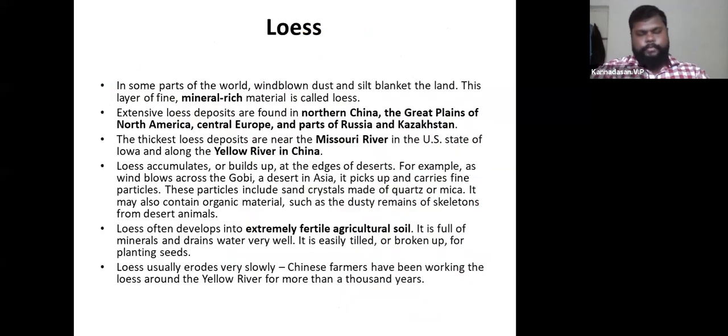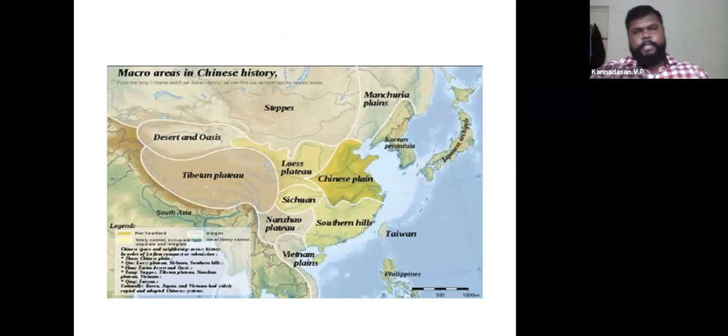Then loess is a very important feature. I hope you remember that when we were discussing the China map, I told something about loess, right? Do you remember? No idea?